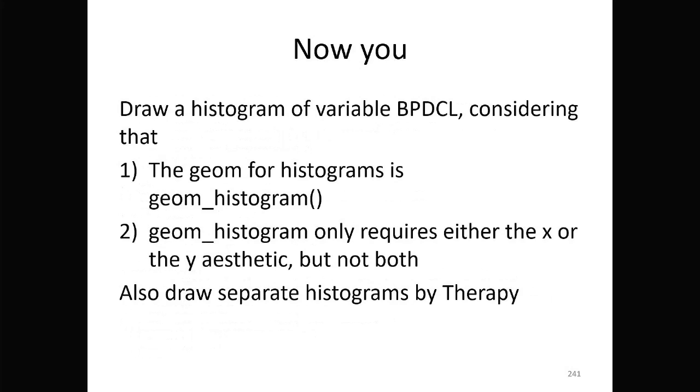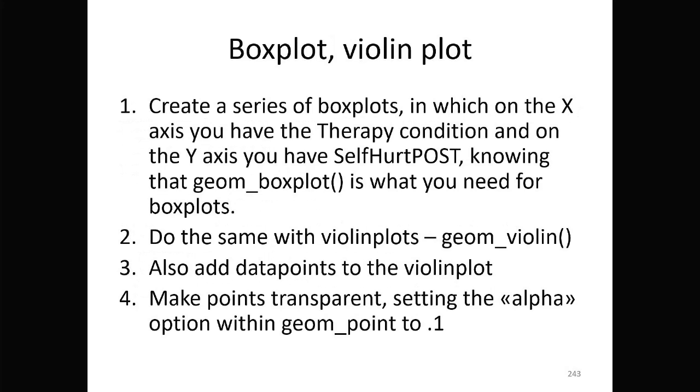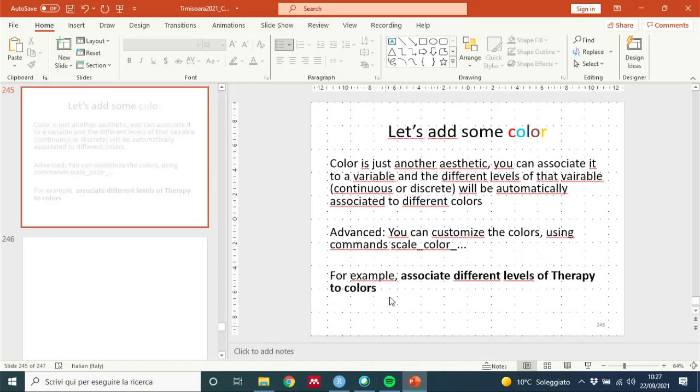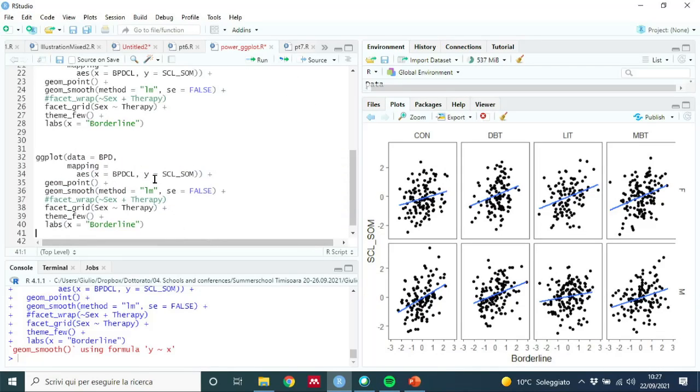Of course, I showed you a scatter plot, but you can have histograms, box plots, violin plots. These are all exercises, and I will show you some options for that. For example, we want to draw plots that involve a single variable, maybe. Let's do this. Data BPD. On the x-axis we have therapy condition. On the y-axis we have somatization.